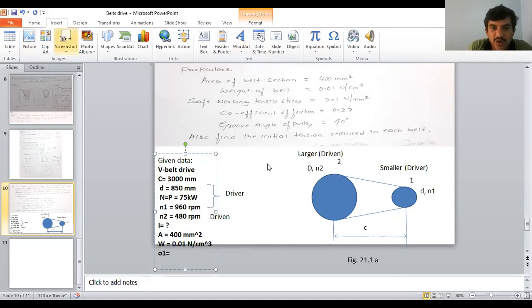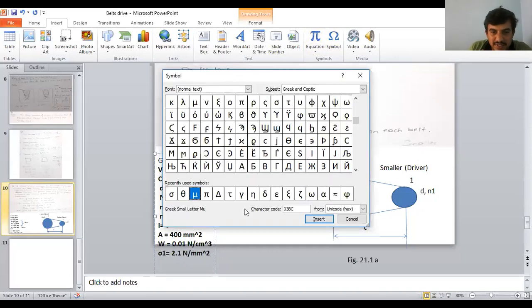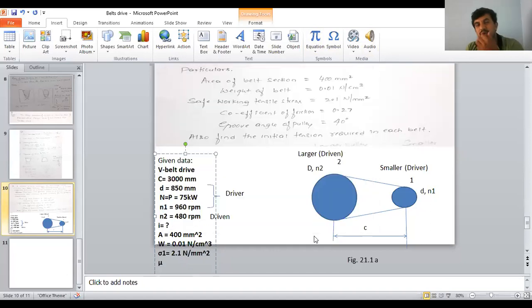Because if your data is wrong, then whatever your calculation, whatever the procedure you made, those things will not come to count. Some evaluators will count and give the marks, but some evaluators will not give the marks if the data is wrong. Next, coefficient of friction, it is mu. If that value is not given, then you go for the table. 21.48. So mu is equal to 0.27.